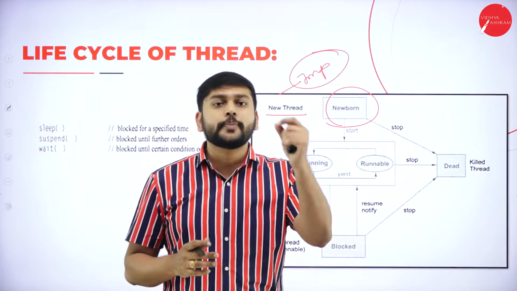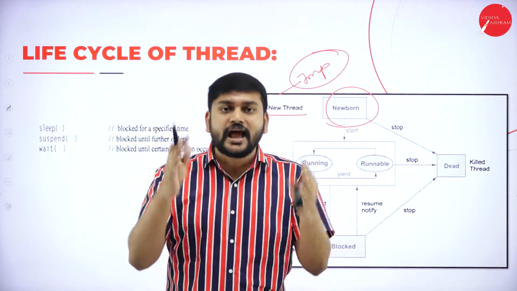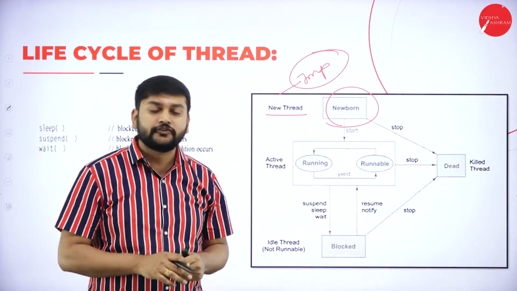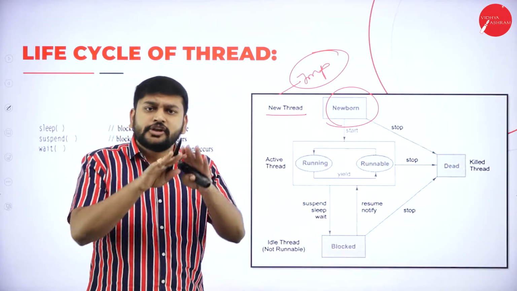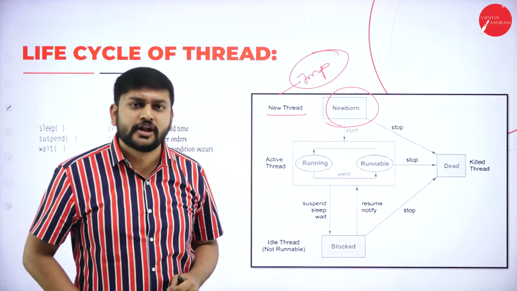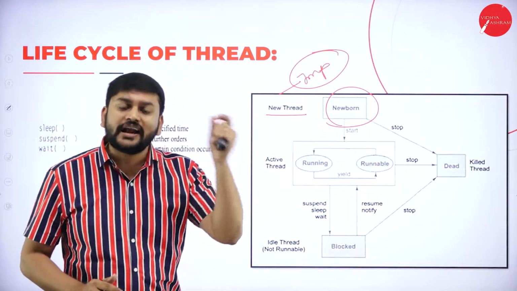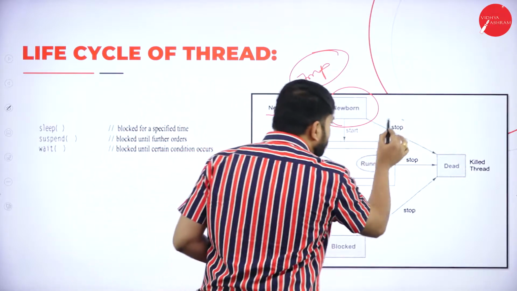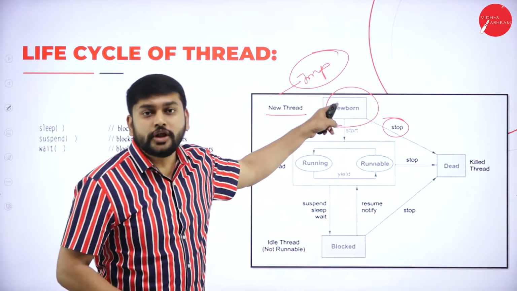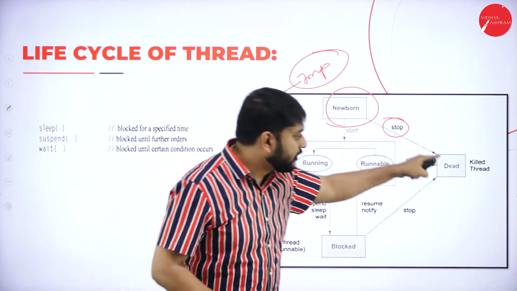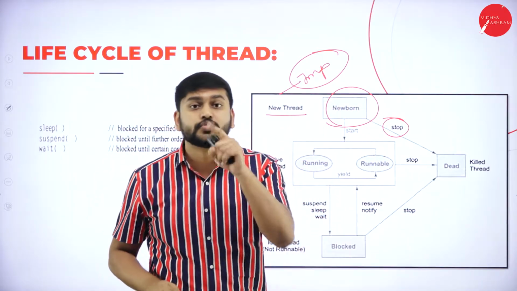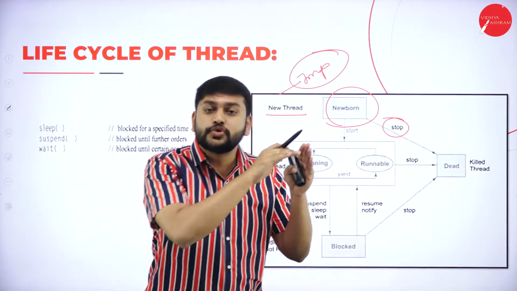If I create the object of a thread, I will call it a newborn thread. So that's what you need to understand. It is a fresh thread, a new thread. Suppose for that newly created thread, if I call the method stop directly from the newborn state, it can go to the dead state. So that's the end of that particular thread. That is situation number one.